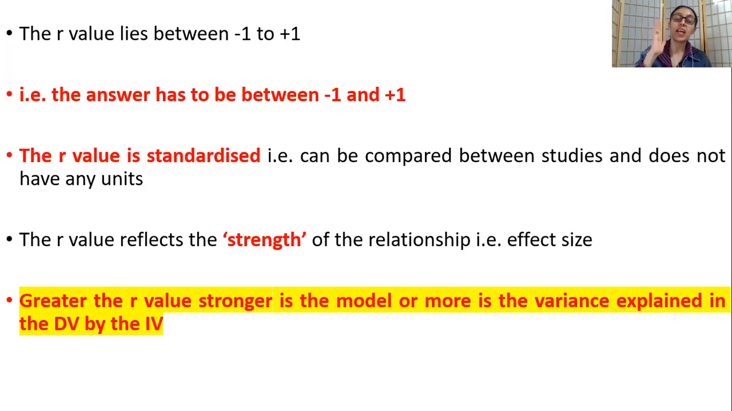Okay. So when you do a Pearson's correlation in SPSS, you always get an answer which is between -1 to +1. All right. And we'll look at the answers. You'll get a better idea then.